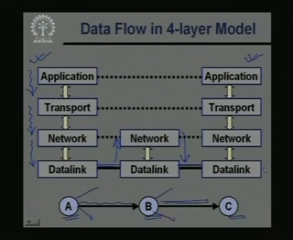At C, it again traces the reverse route: data link to network, network to transport, and transport to the application. The point to note is that in all the intermediate nodes, only the data link and network layers come into the picture. Only at the two ends are the end to end layers, like transport and application, used. So, this diagram shows how data typically flows in a 4 layer network model.